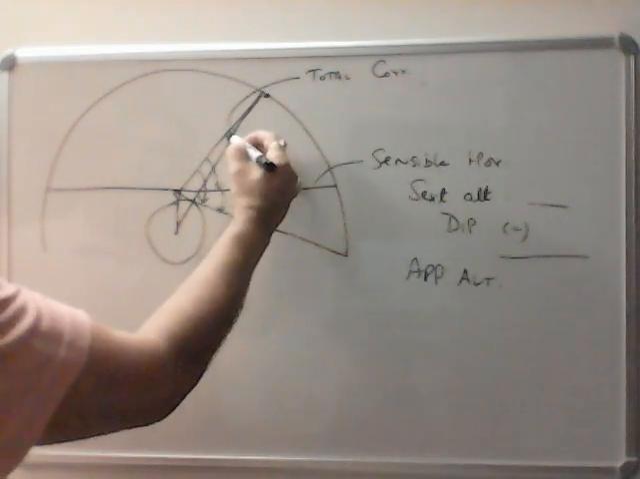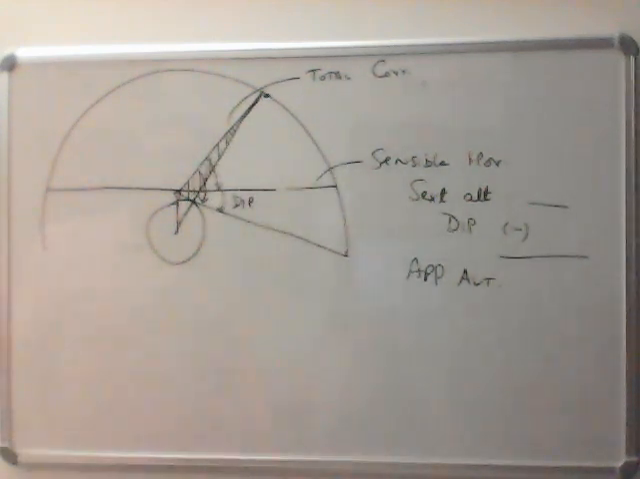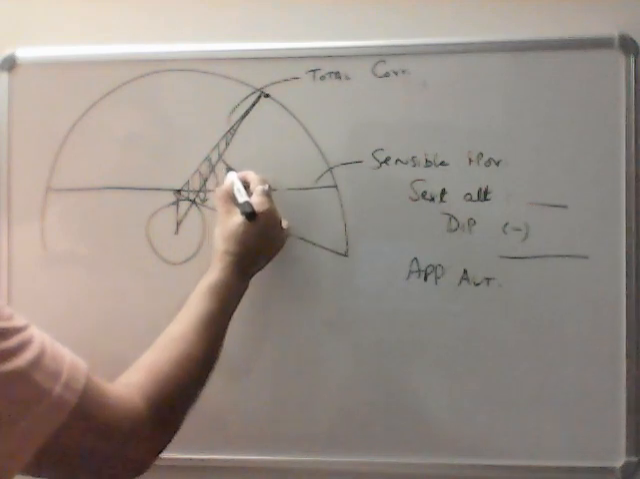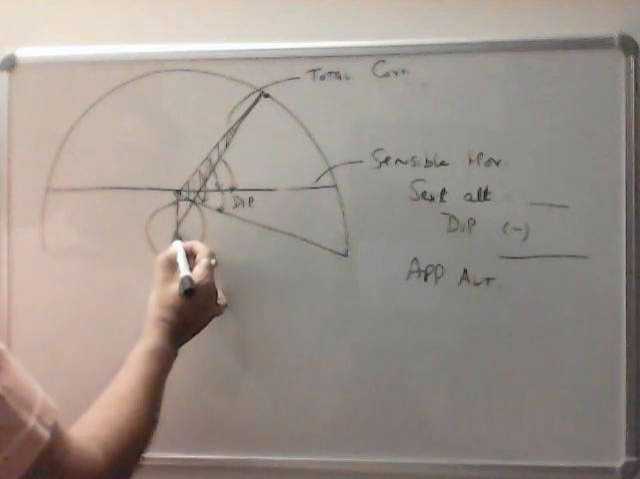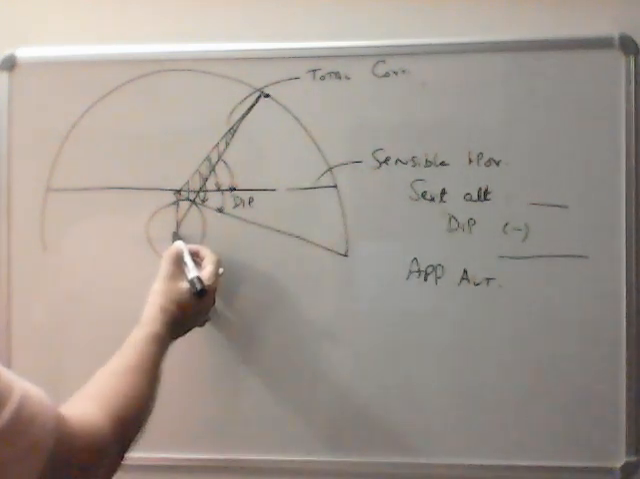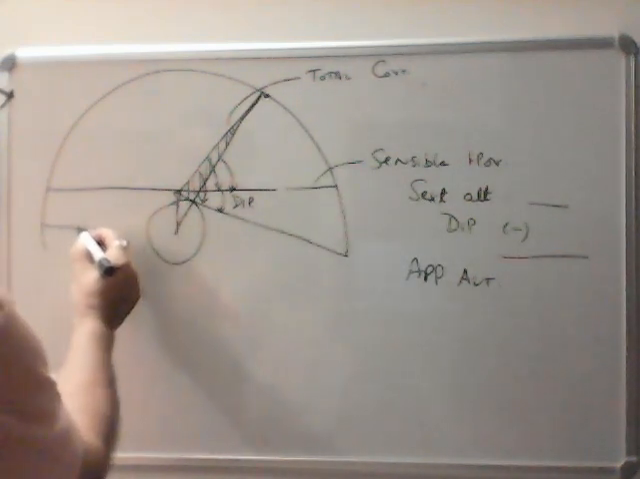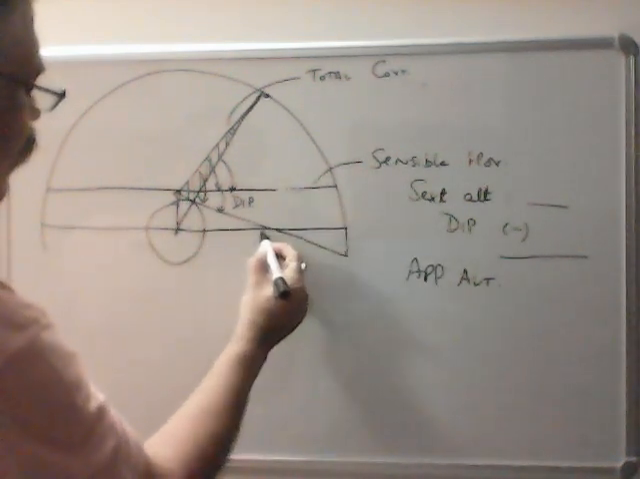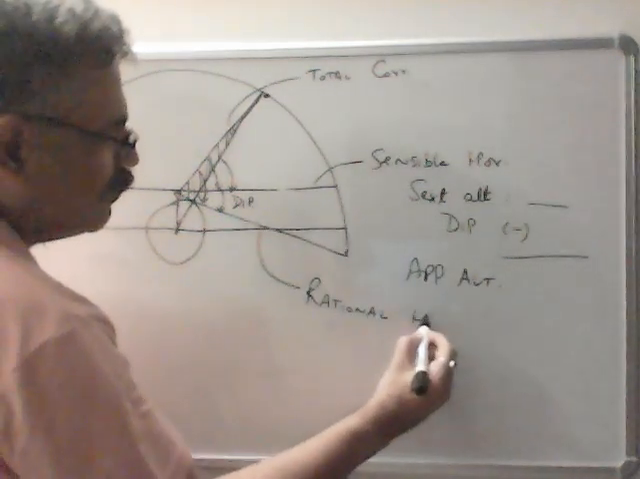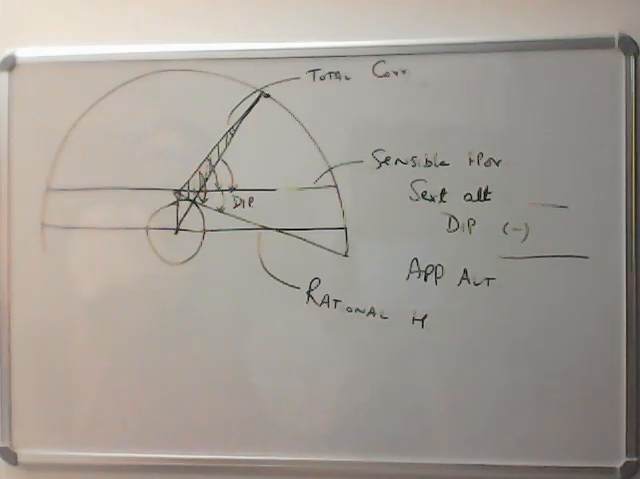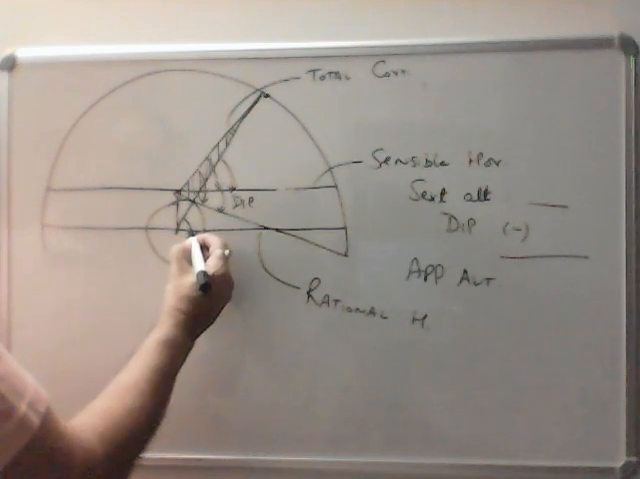Now if you see this triangle, this is the exterior angle of that triangle. Now you make another line passing through the center of the earth and parallel to the sensible horizon like this. This is known as rational horizon. And this angle is known as true altitude.